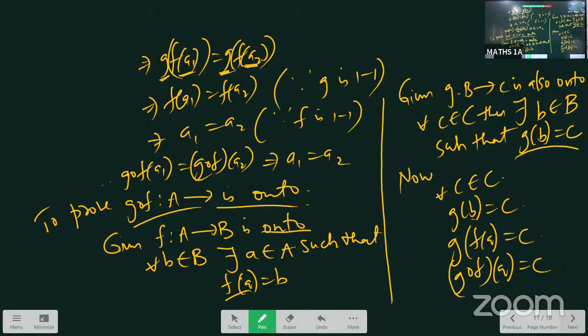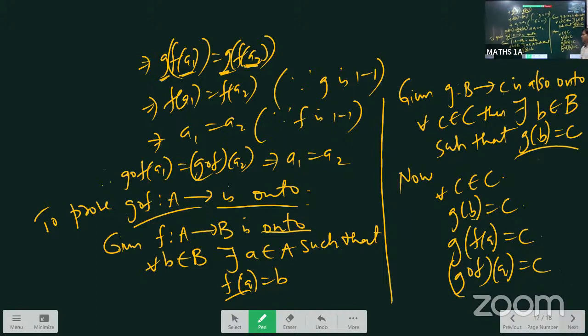For the g function, f of a1 and f of a2 are domain elements. Since g is one-one, f of a1 equals f of a2. And for f, a1 and a2 are the domain elements. Then f of a1 equals f of a2. Since f is one-one, a1 equals a2. So I got it. Next, to prove onto.